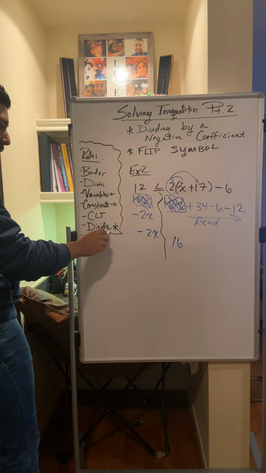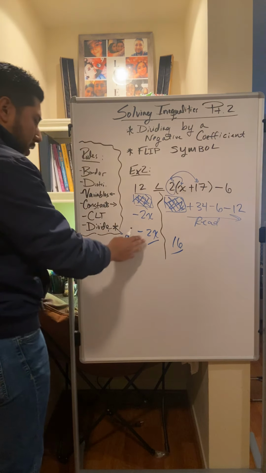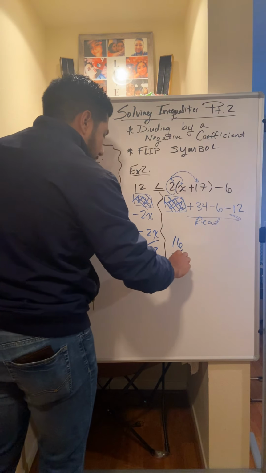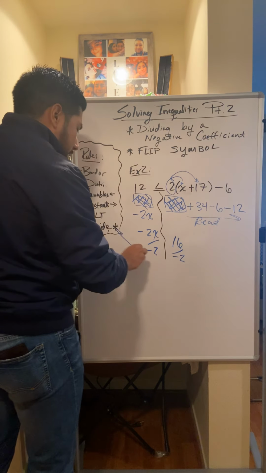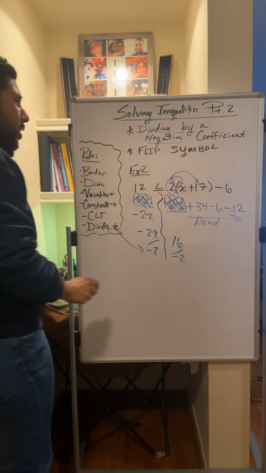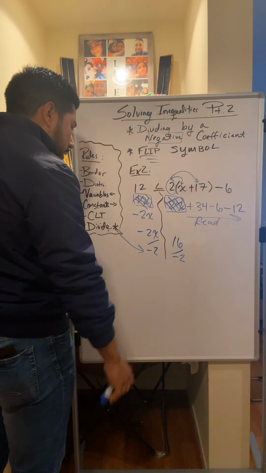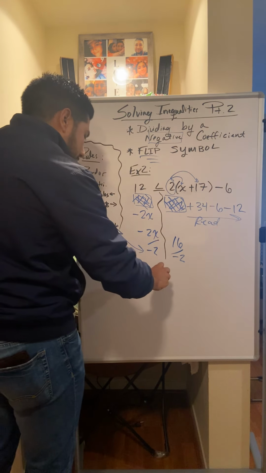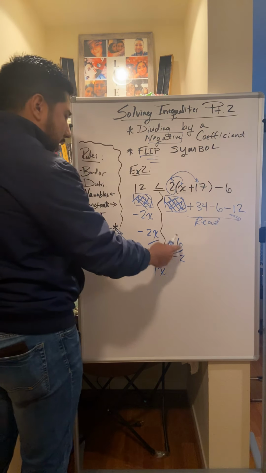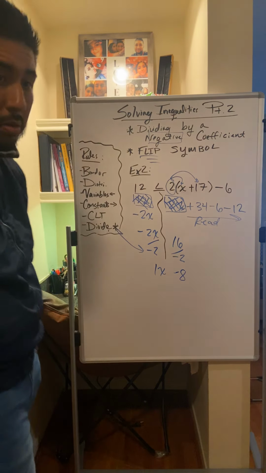And the last step is to divide. Divide, divide. Hopefully we can already see whatever's in front of the variable. Divide by negative 2. Don't forget, we just divided by a negative number. Since we divide by a negative number, something's gonna flip. Negative 2 divided by negative 2 is 1x. Calculator, 16 divided by negative 2 is negative 8.